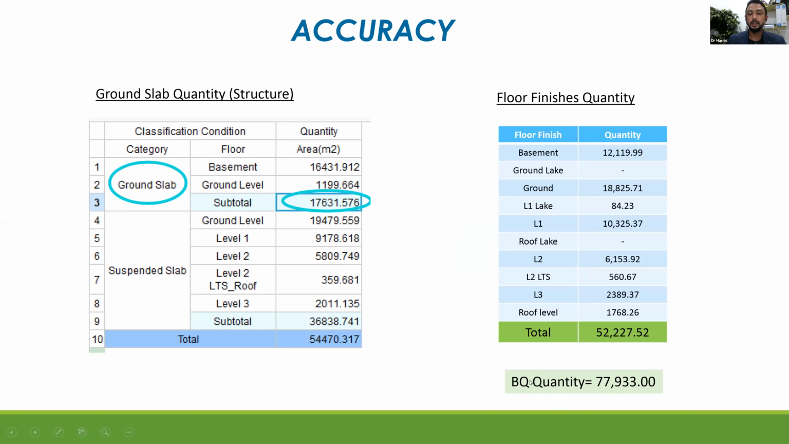QS take off got 77,900 square meter, but with 5D taking off using one of the software it is only 52,000, and this 54 is we use two methods, two different technologies. One is Revit, one is another software. So Revit got 54,000, another software got 52,000. So big difference with the manual taking off, you see. So this is more accurate, and our client believe that the 52,000 is the right quantity.